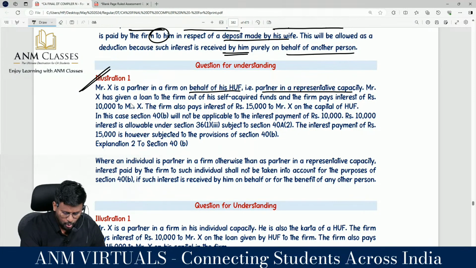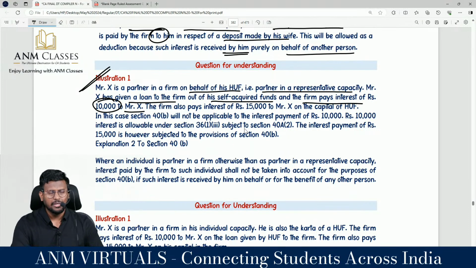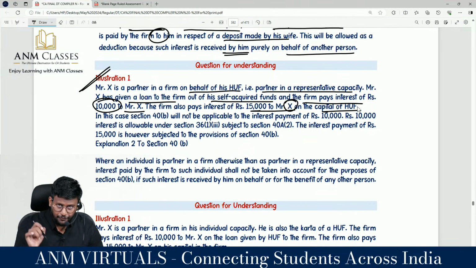Mr. X has given a loan to the firm out of his self-acquired fund and the firm pays interest of 10,000 to Mr. X. But the loan has been given in individual capacity, not in representative capacity. The firm also pays interest of 15,000 to Mr. X on the capital of HUF. But this 15,000 has been paid as interest by the firm to the partner in representation capacity, not in individual capacity.